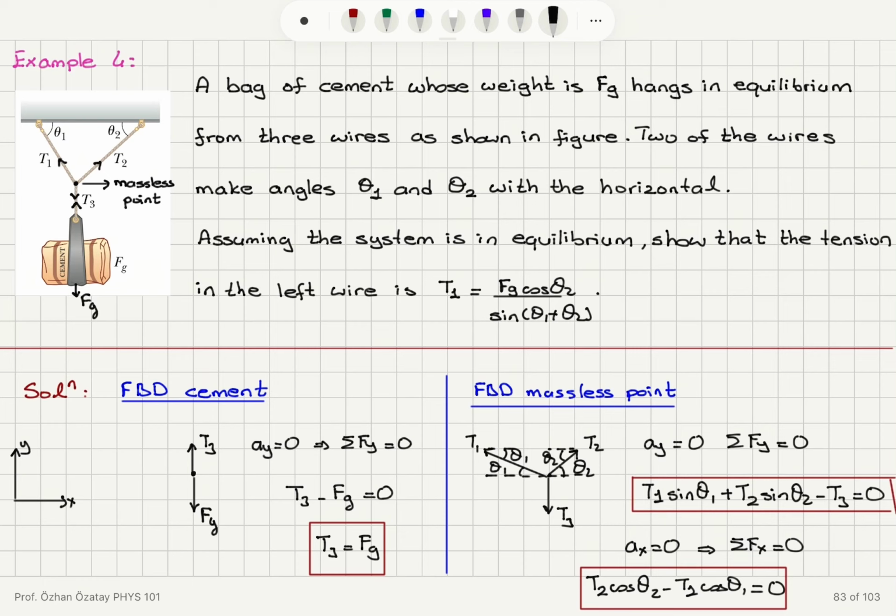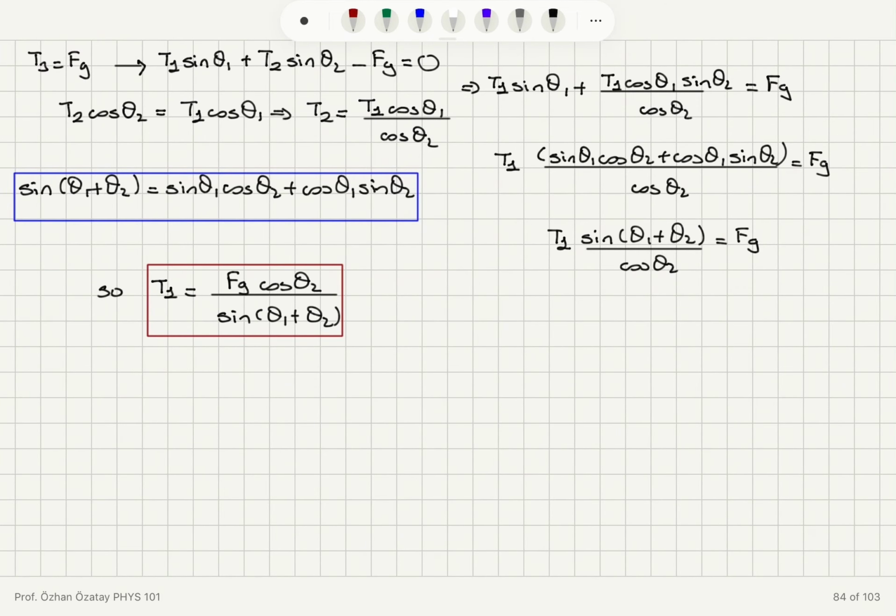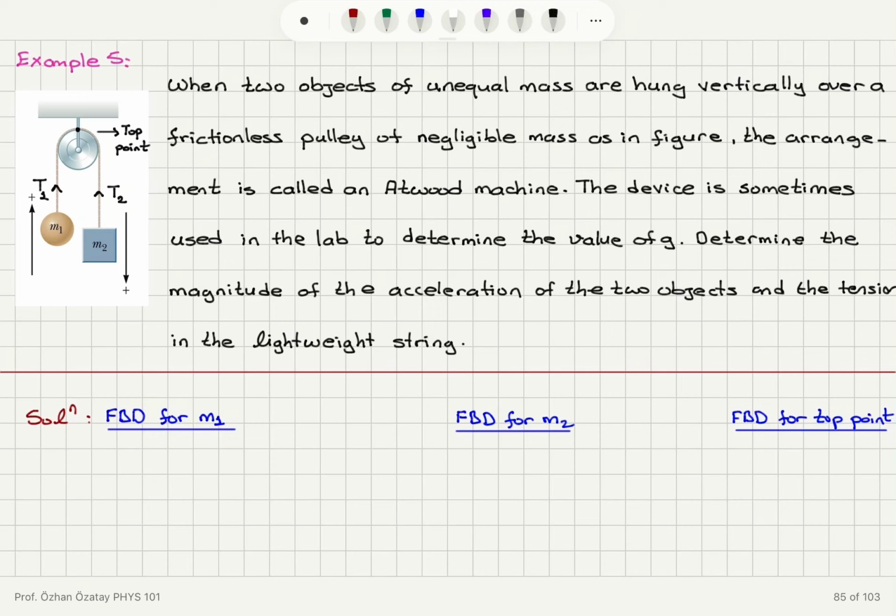And for the condition of equilibrium on the x-axis, having no acceleration on the x-axis, T2 cosine theta 2 equals T1 cosine theta 1. By manipulating these 3 equations, substituting for T3 Fg and substituting for T2 T1 cosine theta 1 over cosine theta 2, in this equation we obtain T1 in terms of the weight and the angles theta 1 and theta 2. Okay, let's move on to the next example.